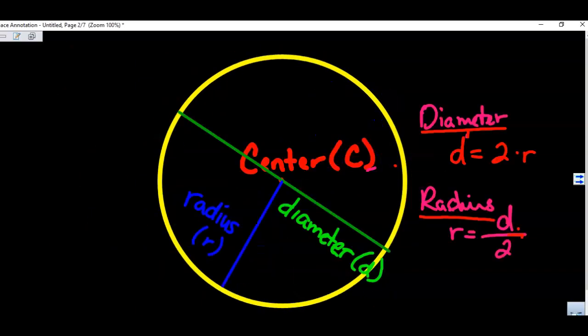To put it into algebra format, we could use these formulas to help us calculate the diameter or the radius. The diameter is equal to 2r. I went ahead and put a little dot here just to remind us that there is multiplication between those. When you see a number next to a letter or a variable, that is automatic multiplication. And the radius is equal to the diameter divided by 2. A fraction is division.